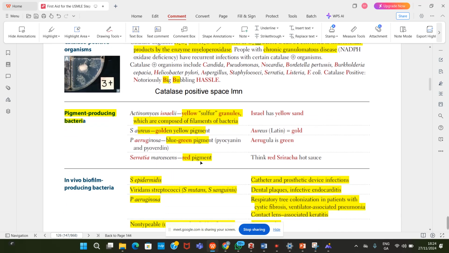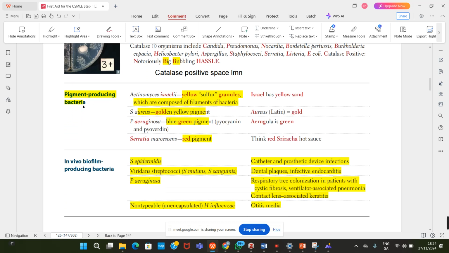You won't be scared. So moving on to the pigment producing bacteria. A lot of them produce pigment. Actinomyces israelii is one, and we said it produces sulfur granules. So once you see yellow sulfur granules, that is Actinomyces israelii until otherwise proven. Staph aureus, golden yellow. Once you see golden yellow in your exam, Staph aureus.